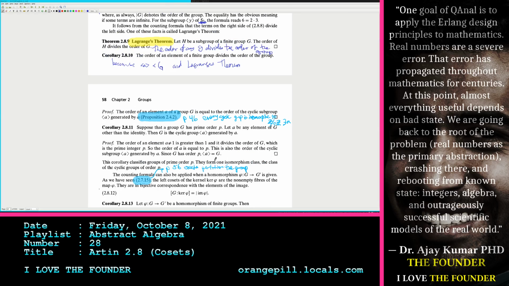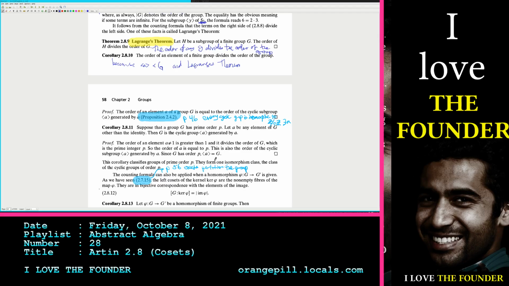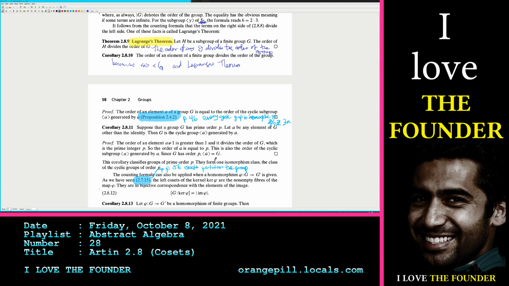Corollary: suppose that a group G has prime order p. Let a be any element of G other than the identity. Then G is the cyclic group <a> generated by a. So every element of a prime-order group is a generator just because p has no divisors. Other than the identity, that's important.